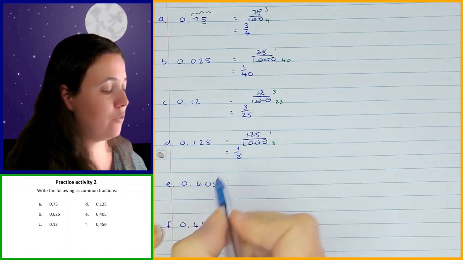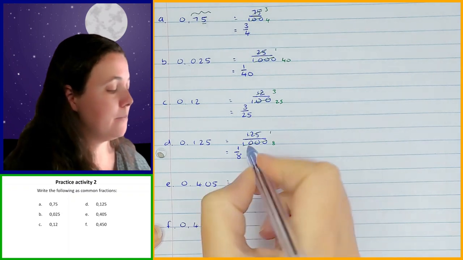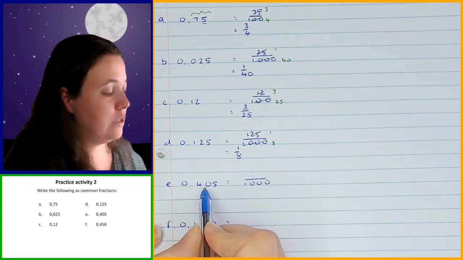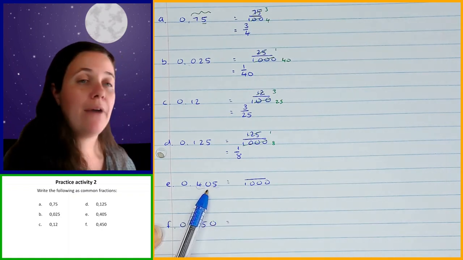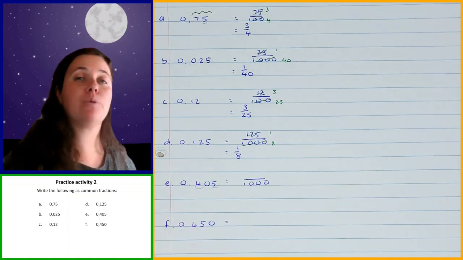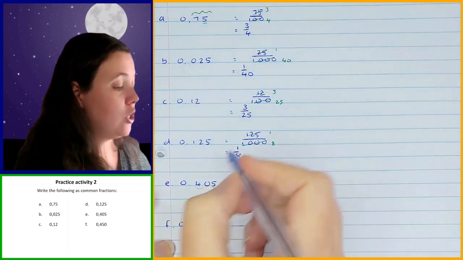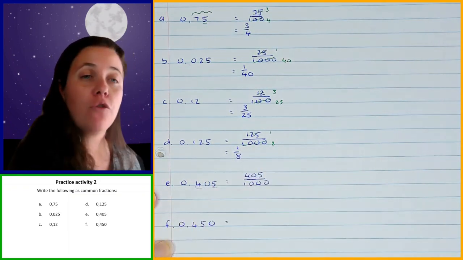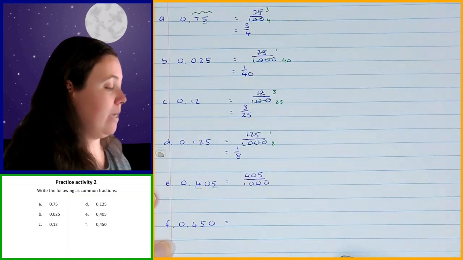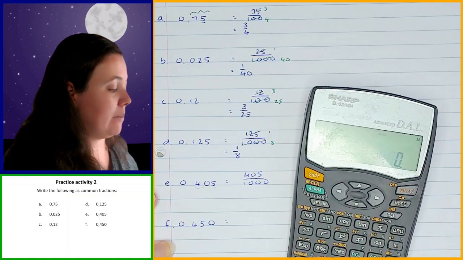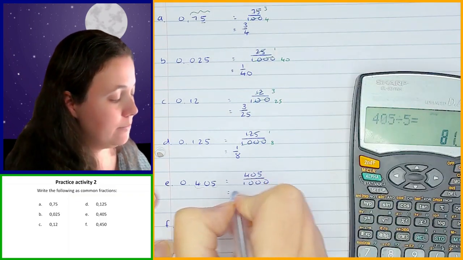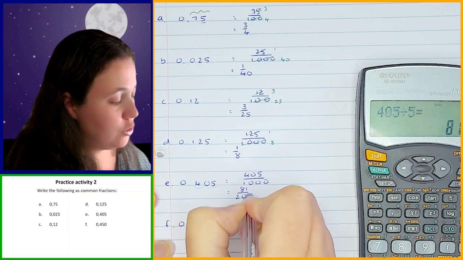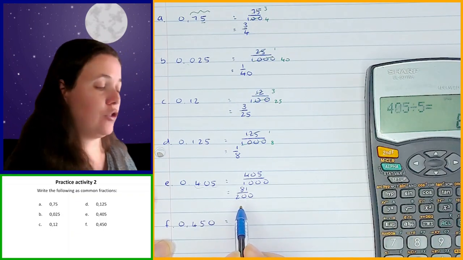0.405, again, I've got in the thousandths position over here. So I'm going to be working with something over 1,000. I'm going to take this whole number. Now, in this case, I do have to write that zero. I can't leave it out because it's between non-zero digits. So I need to write the zero. So it's going to be 405 over 1,000. And then I'm going to simplify. I'm going to divide by 5. So 405 divided by 5 gives me 81, over 1,000 divided by 5, which is 200. So that gives me 81 over 200.